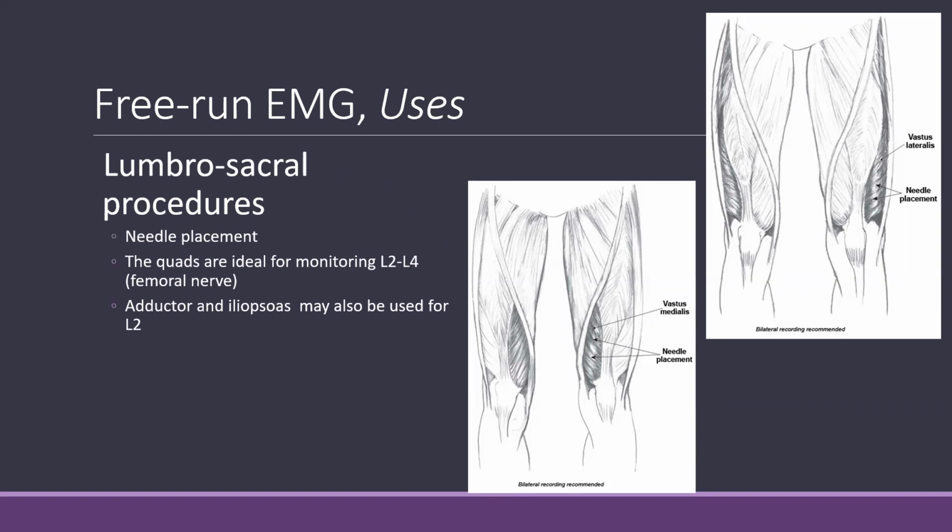Some examples of needle placement for the quadricep muscles, which are really ideal for monitoring anything from L2 to L4. These are on the anterior portion of the thigh. Also, if you need to monitor higher levels such as L2, we can monitor muscles like the adductor and iliopsoas muscles.